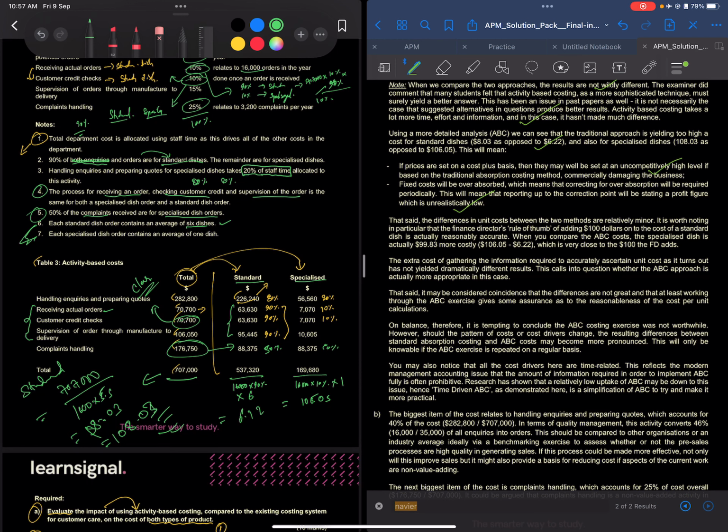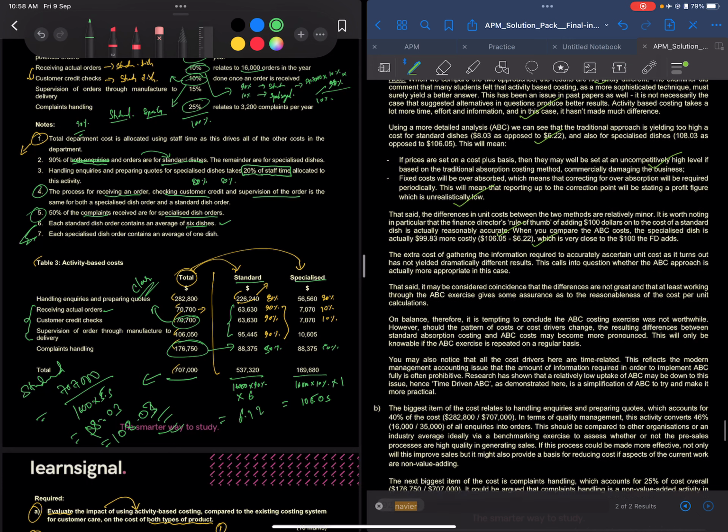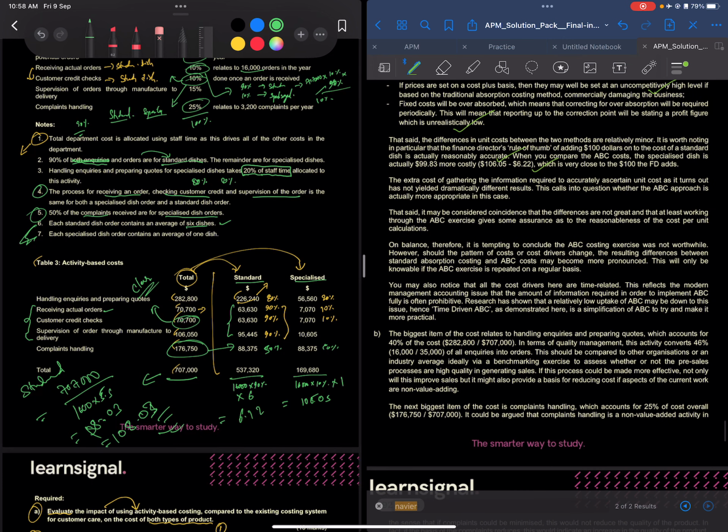Next thing, the difference in the unit cost between the two methods is relatively minor. It's worth noting that in particular the finance director's rule of thumb of $100 on the cost of a standard disk is reasonably accurate. So when you compare the ABC cost for the specialized, it's 106 minus 6.22, which is 99.83. That is very close to the finance director's figure.